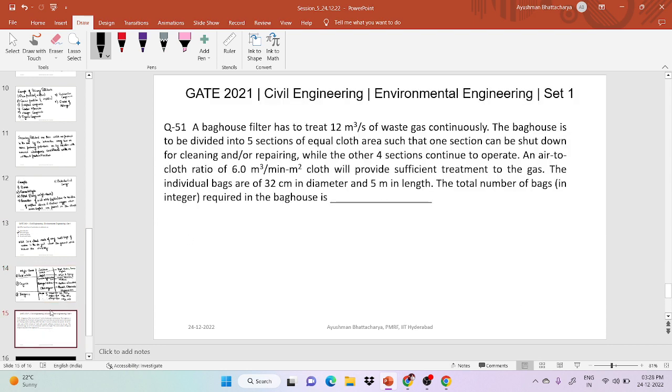Now coming to the next question. A bag house filter has to treat 12 meter cube per second of waste gas continuously. The bag house is to be divided into 5 sections of equal cloth area such that one section can be shut down for cleaning or repairing while the other four sections continue to operate. An air to cloth ratio of 6 meter cube per minute per meter square cloth.